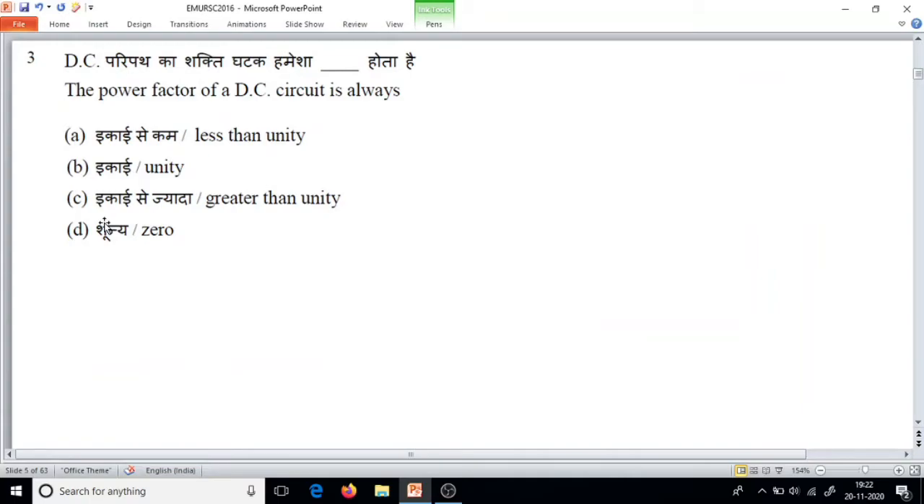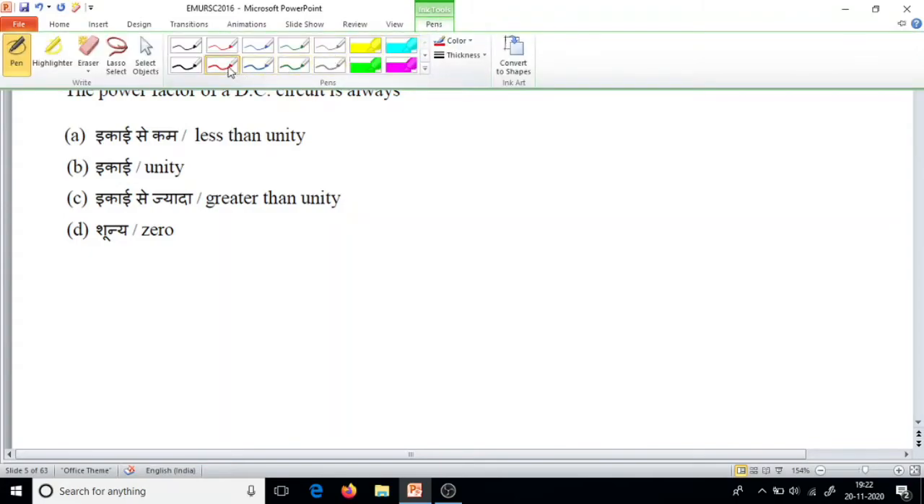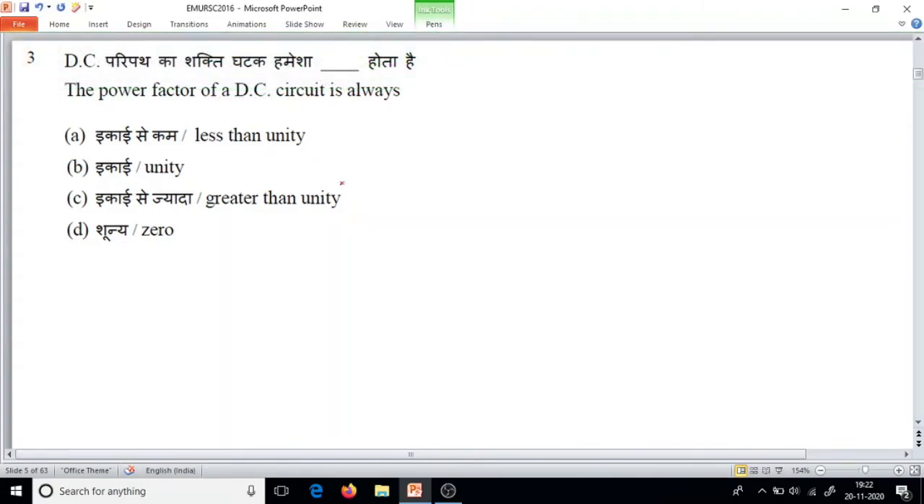Question number 3. The power factor of a DC circuit is always... what is the power factor of a DC circuit? It is always unity.